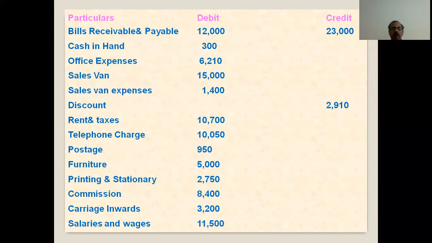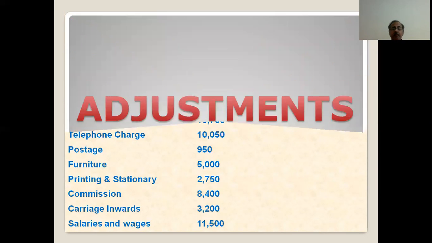So we used to show it on the debit side of the P&L account. In case it is wages and salaries, suppose wage is the prefix, then wages normally are shown on the debit side of the trading account. So suppose it is wages and salaries, it will be shown on the debit side of the trading account. In this problem, the salaries and wages go on the debit side of the P&L account.